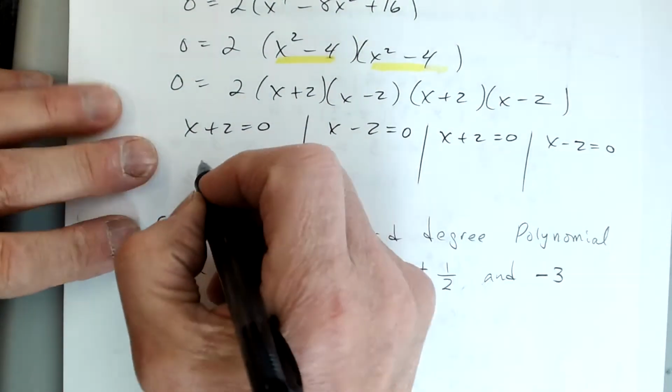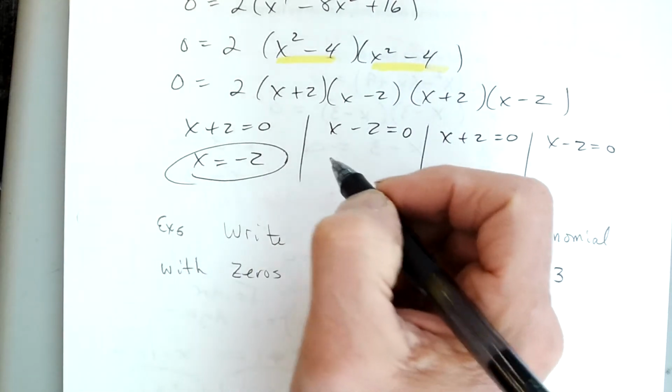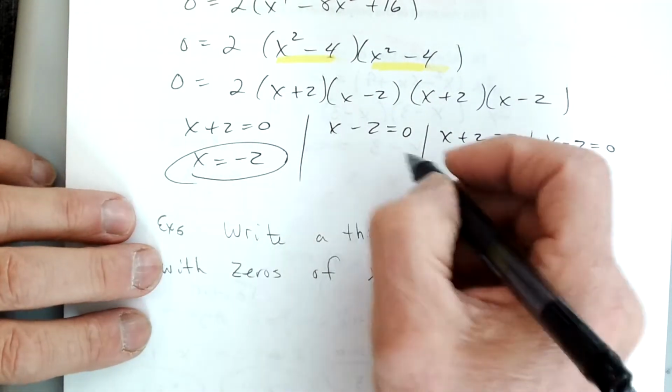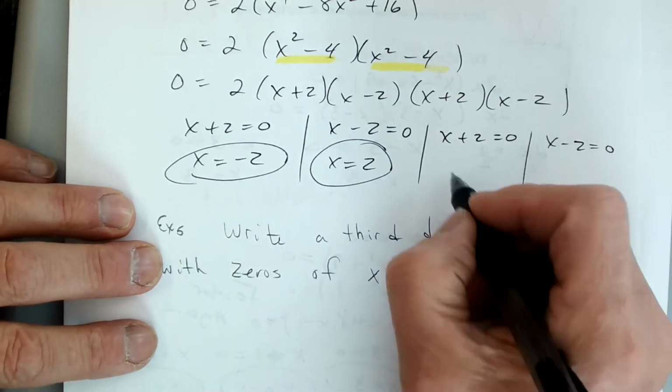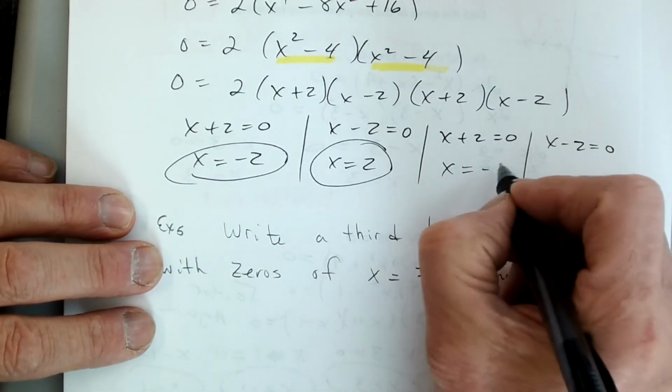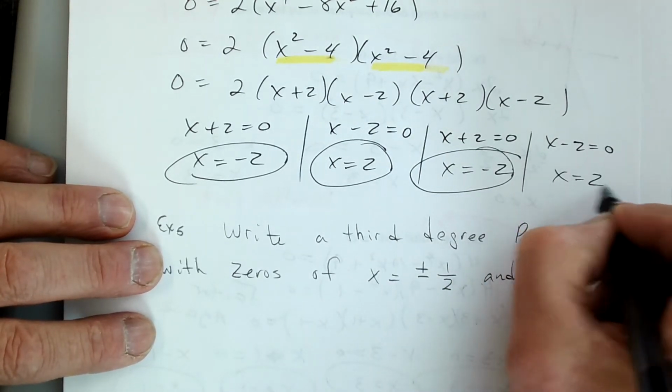So then I get minus 2, minus 2. One of my zeros is negative 2. Plus 2, plus 2. One of my zeros is positive 2. Minus 2, minus 2. One of my answers is negative 2 again. And then plus 2, plus 2. One of my answers is positive 2 again. Okay.